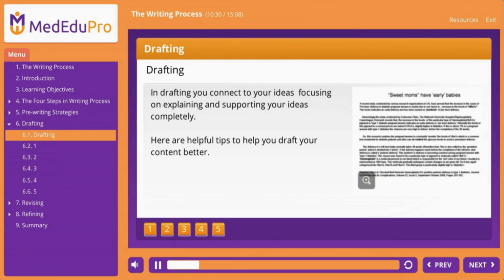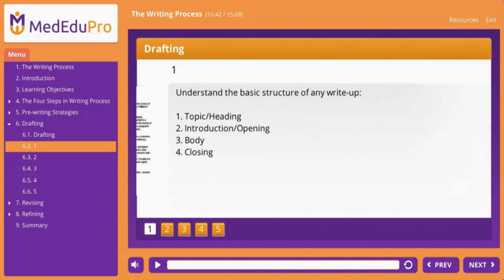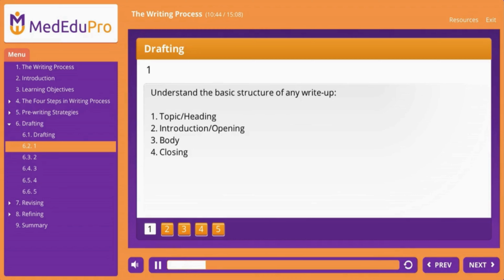Drafting. In drafting you connect with your ideas, focusing on explaining and supporting your thoughts completely. Here are helpful tips to help you draft your content better. Understand the basic structure of any write-up: 1. Topic, heading. 2. Introduction, opening. 3. Body. 4. Closing.